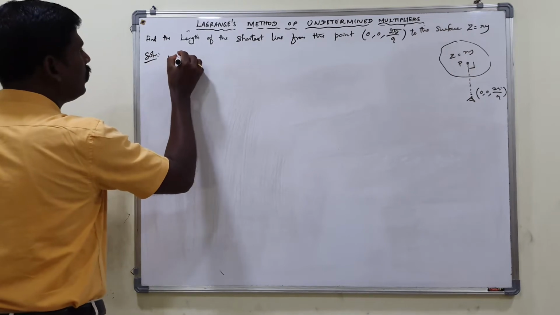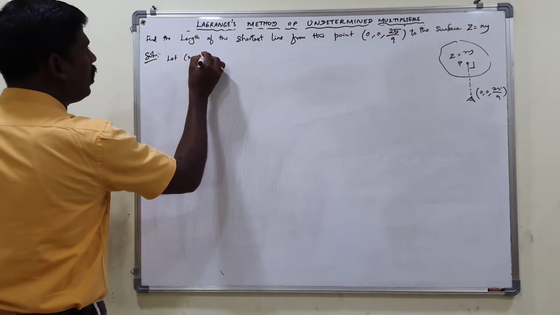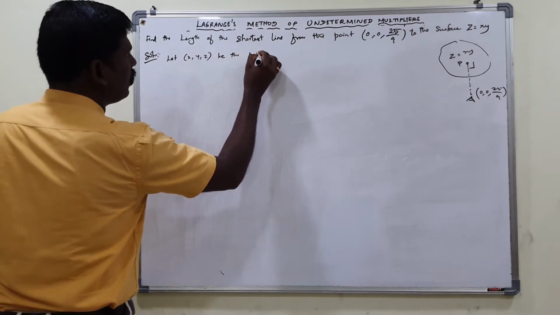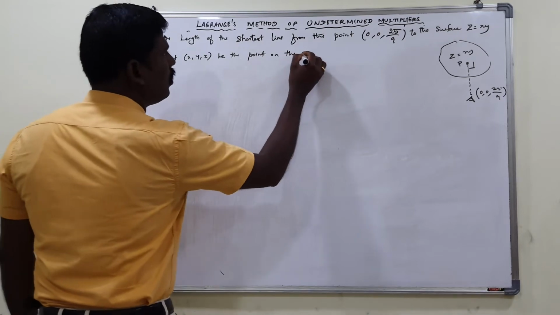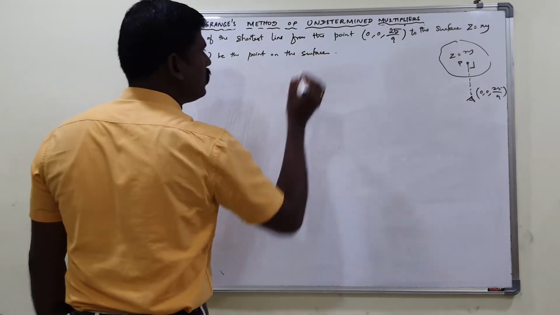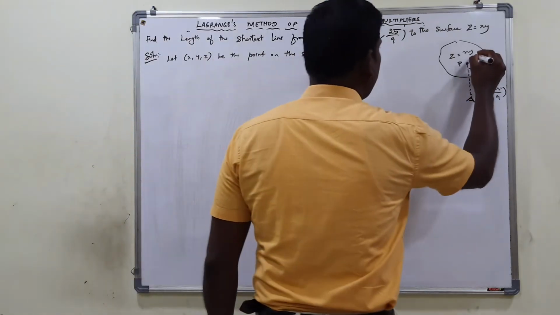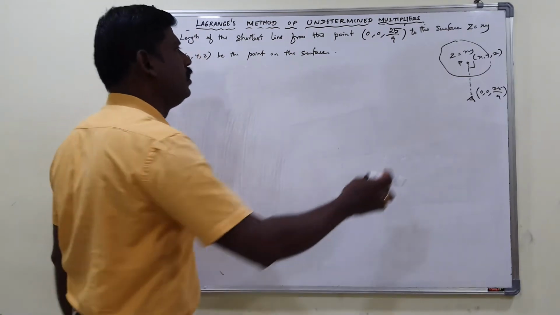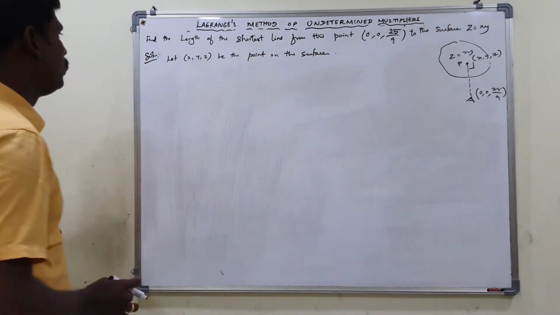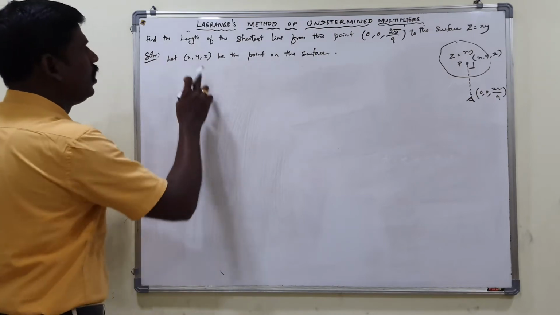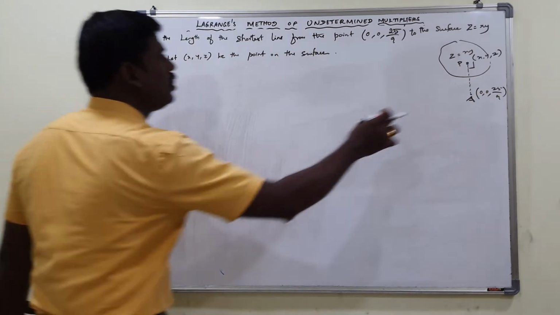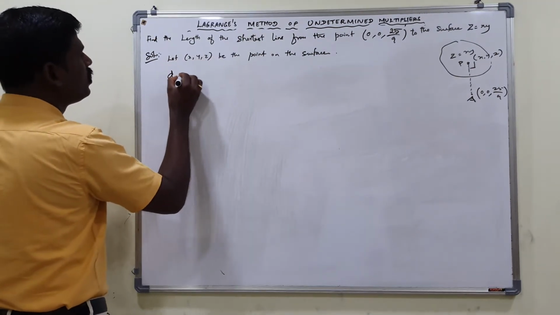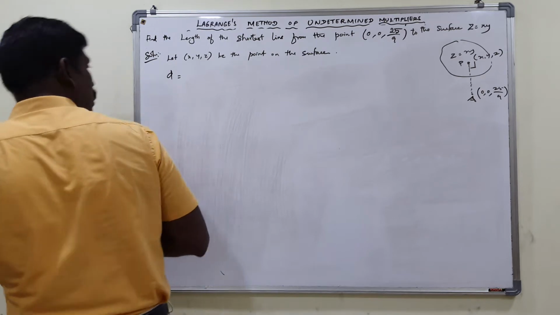Let x comma y comma z be the point on the surface. So x comma y comma z be any point on the surface, but we need to find out the shortest distance between the point and the point on the surface. So let us take the point on the surface as B. So what is the distance between these 2 points? So the shortest distance, okay, distance AB is equal to shortest distance, or D.